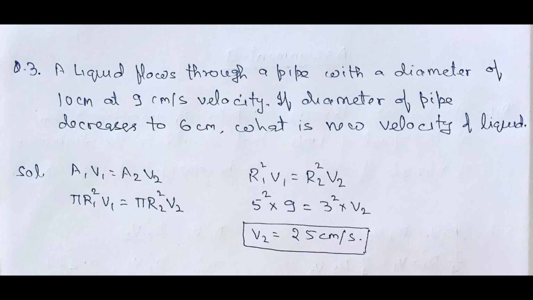For circular pipe, A1 is pi R1 square into V1 equal to pi R2 square into V2. R1 square V1 equal to R2 square V2. Put all the values, R1 square means 5 square into 9 equal to 3 square into V2. So we will get V2 equal to 25 centimeter per second.